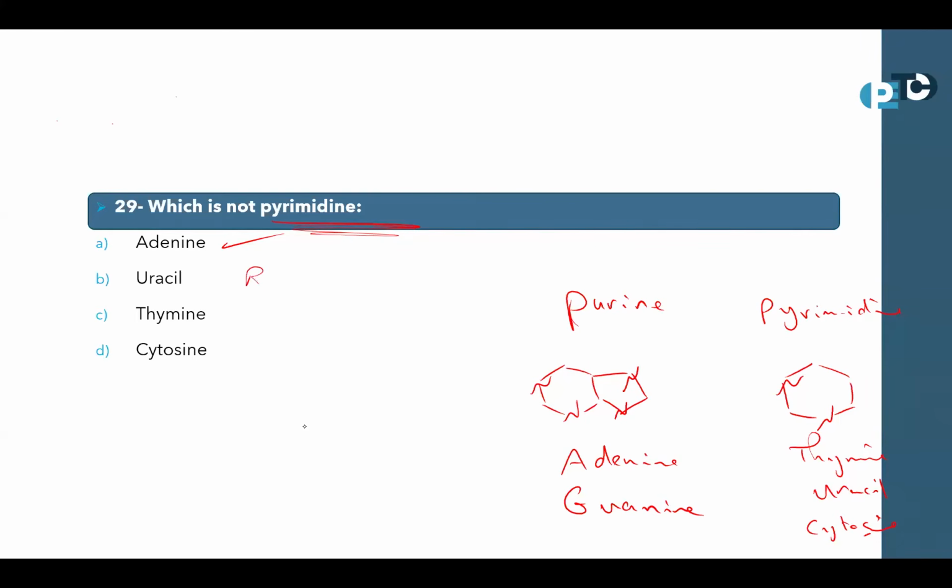Uracil is present in RNA, while thymine is present only in DNA. Cytosine is present in both DNA and RNA. Adenine and guanine are also present in both.